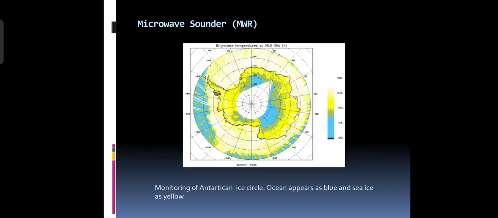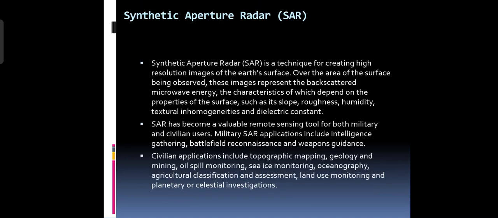This is the microwave sounder result of monitoring the Antarctic ice cycle. Ocean appears as blue and the sea ice as yellow. Now, synthetic aperture radar. Synthetic aperture radar is a technique for creating high-resolution imagery of the surface over the area of surface being observed.